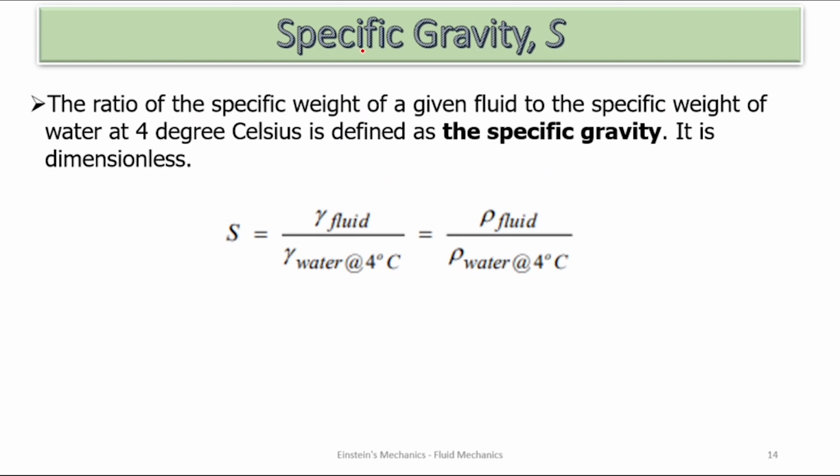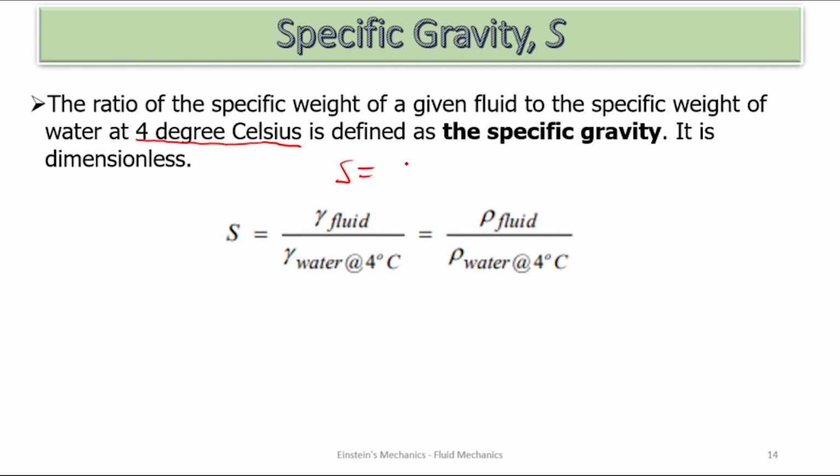One other property important to the study is specific gravity. It is also denoted by S, and it is the ratio of the specific weight of a given fluid to the specific weight of water at 4 degrees Celsius. Pay attention, at 4 degrees Celsius, because at 4 degrees Celsius water behaves in an anomalous way. So we compare the weight of a fluid, or the density of a fluid, to that of water only at 4 degrees.